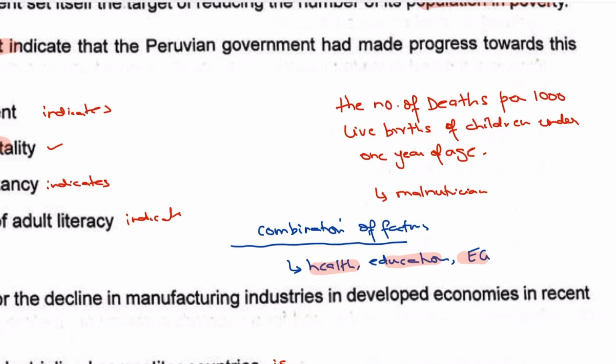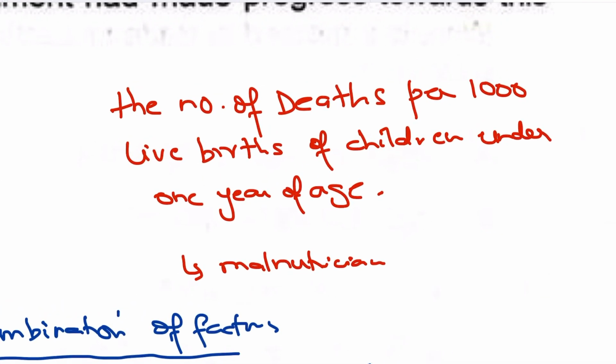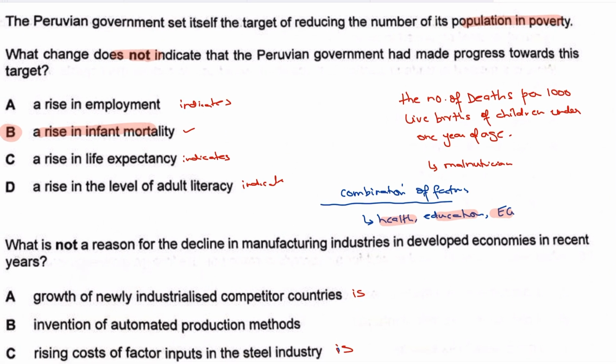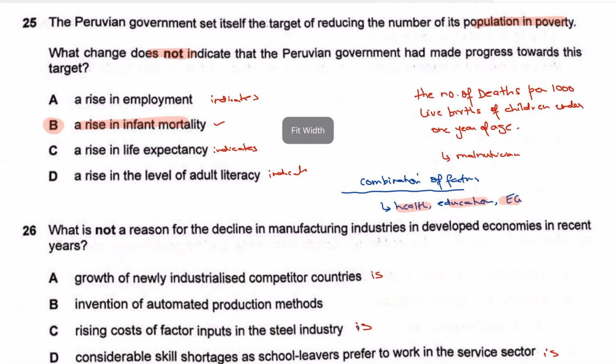Infant mortality rate refers to the number of deaths per 1,000 live births of children under the age of 1. So definitely, if your infant mortality rate is rising, it's a sign of malnutrition, which could possibly be due to not being able to conquer the problem of poverty, right? So 25, B is the answer.